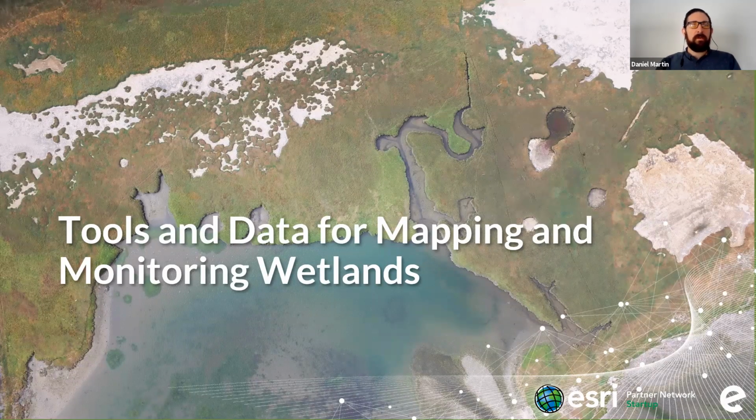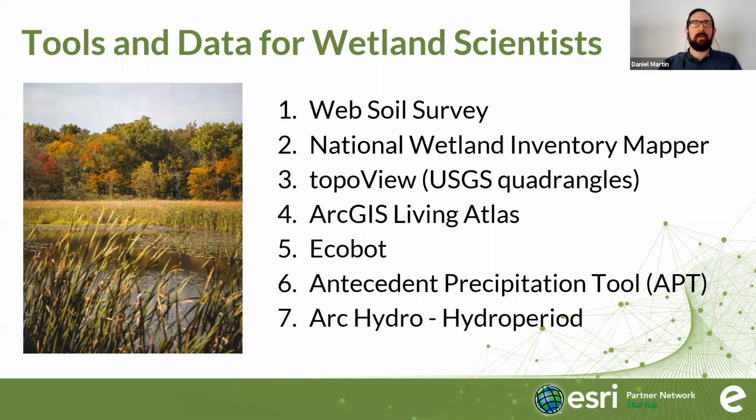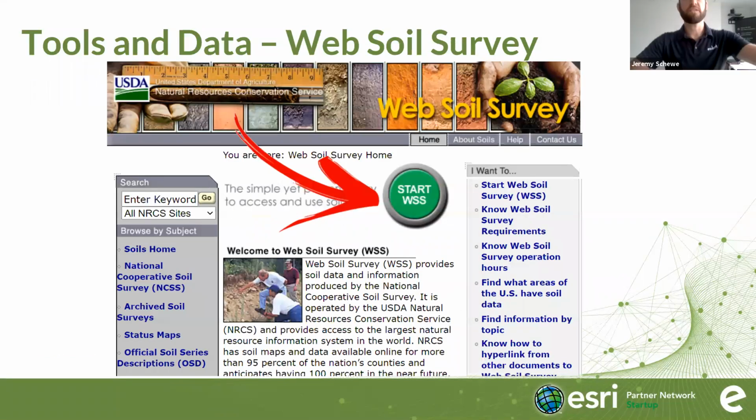So we're going to talk briefly about some different tools and data sets that wetland scientists are using every day. A brief overview of these is going to be the Web Soil Survey, National Wetland Inventory Mapper, Topo View, accessing USGS quadrangles, ArcGIS Living Atlas, Ecobot, and then the Antecedent Precipitation tool and Hydroperiod tool. So we're just going to start off very briefly with some of these top level.